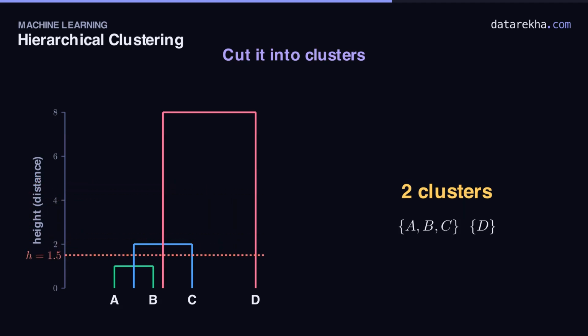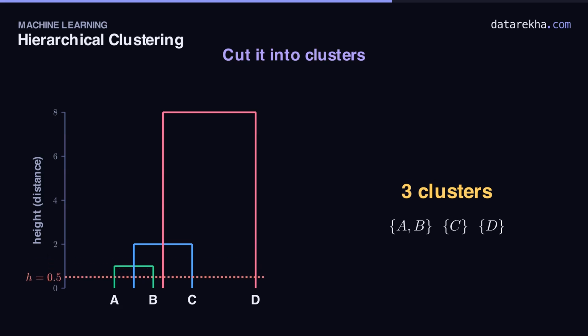Drop the cut lower to height 1.5, between 1 and 2. Now it crosses 3 branches: A with B, then C by itself, and D by itself. 3 clusters. Lower the cut, more clusters, and cut right at the bottom, below every merge, and you're back to 4 singletons. Every point its own cluster. So one dendrogram quietly contains every clustering from one group up to n, and the cut height is the only dial you turn.